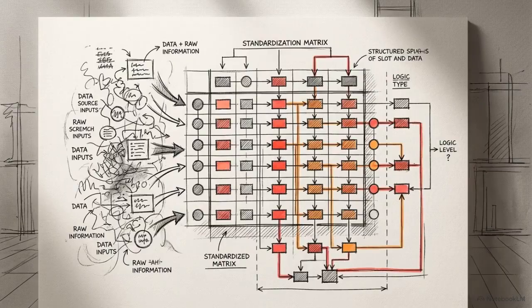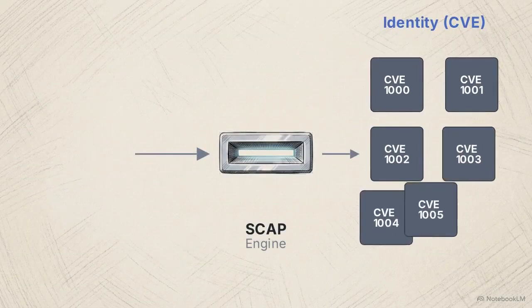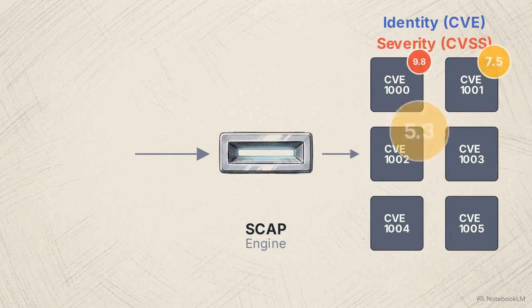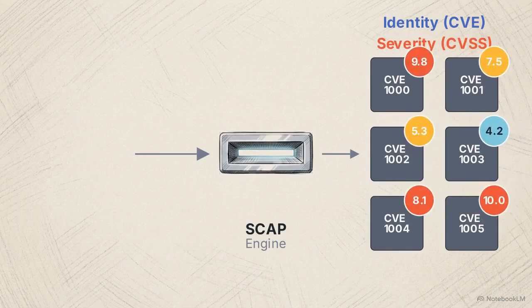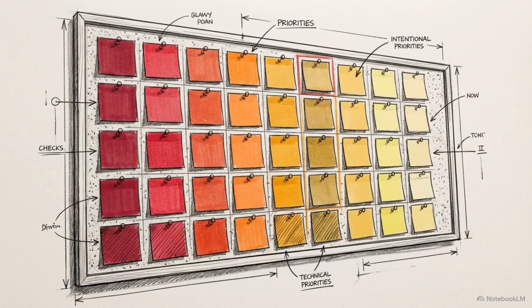The solution is the Security Content Automation Protocol, or SCAP. This framework uses common vulnerabilities and exposures, CVEs, to standardize vulnerability identity, and applies the CVSS framework to generate uniform severity scoring across all tools. By applying SCAP, Phase 3 takes a scattered pile of application crashes and network misconfigurations and translates them into a prioritized, standardized matrix of potential exploits.